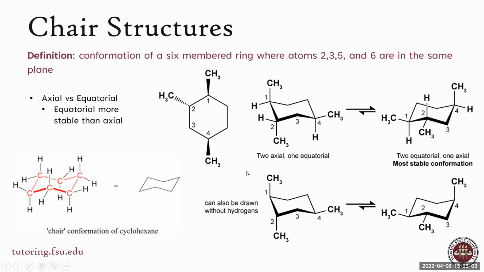And now these positions should be flipped. There should be 2 equatorial, 1 axial. And this is what it is, 2 equatorial, 1 axial. The most stable conformation is the one with the most equatorial substituents. So higher number of equatorial, more stable. And this is kind of a shortcut way to draw it without hydrogens.